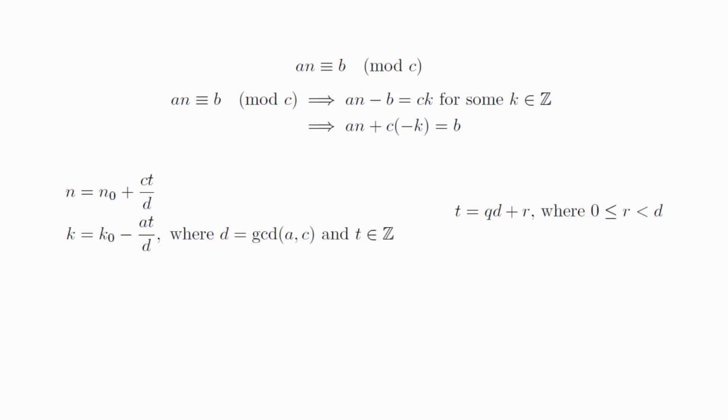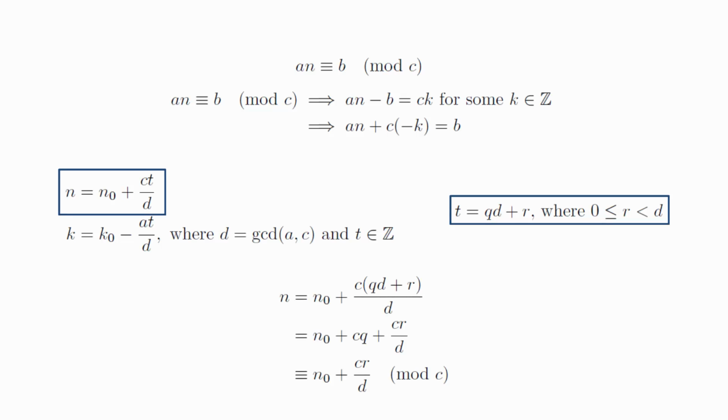In fact, by the division algorithm, there are unique integers q and r such that t is equal to q times d plus r, where 0 is less than or equal to r less than d. If we plug this into the equation for n, we can focus on the solutions modulo c. By taking r to be the values 0, 1, 2 up through d minus 1, we get all the mutually incongruent solutions. These calculations constitute a proof of the following theorem.